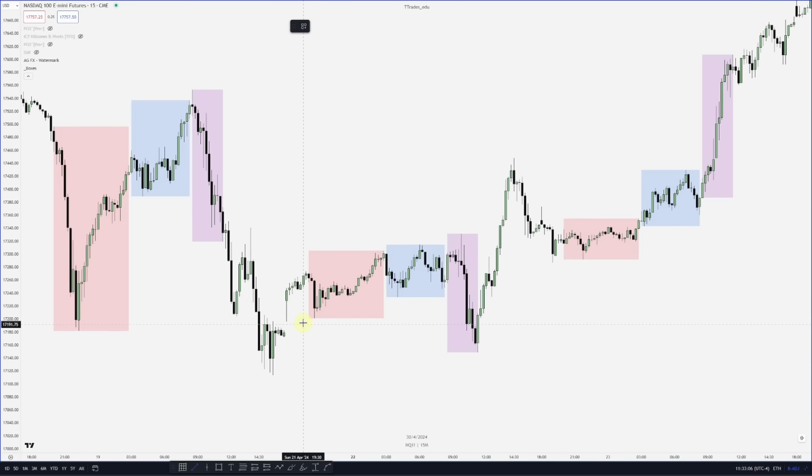And here is one more example. We sweep these lows into this gap here, or take out this side of the range. Where do we go? Well, we go see the other side of the range here.